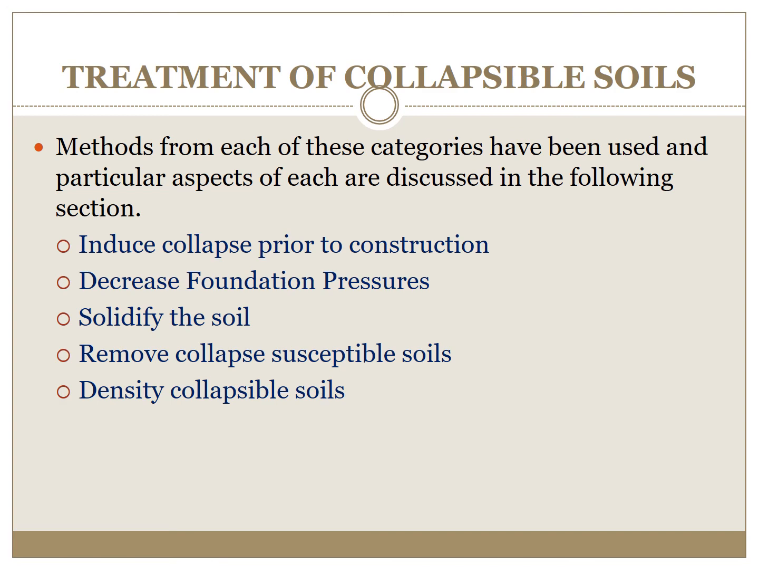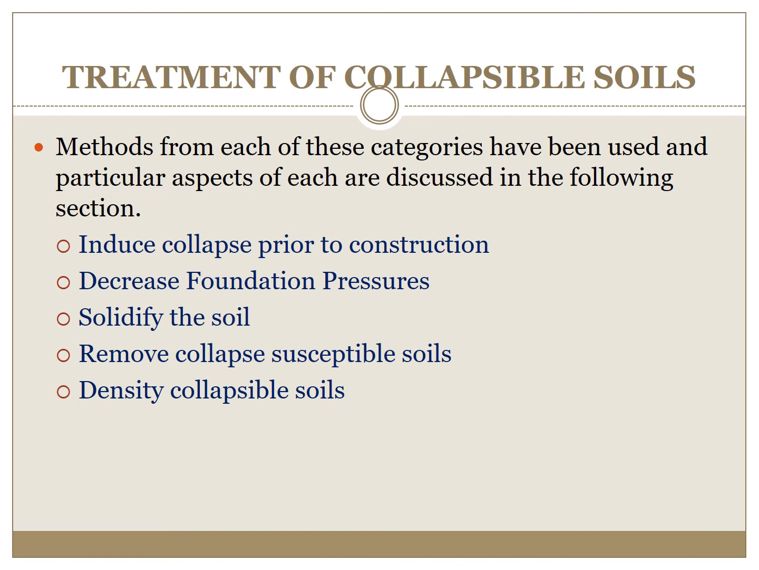The next treatment is decreasing foundation pressure. This method is only effective for concentrated structure sites such as pumping plants or canal structures, but cannot be used for the canal itself. Next, solidify the soil. Various chemical stabilization techniques have been investigated to mitigate the collapse of soil. However, none of these have been proven practical for line structures such as canals.